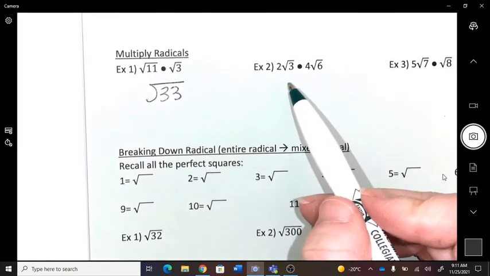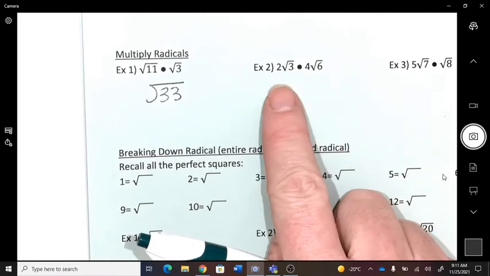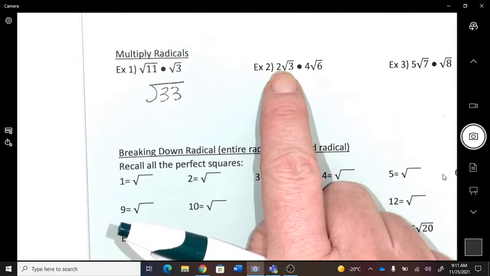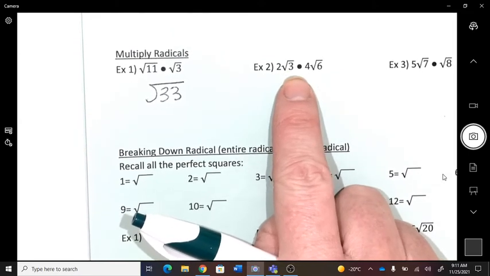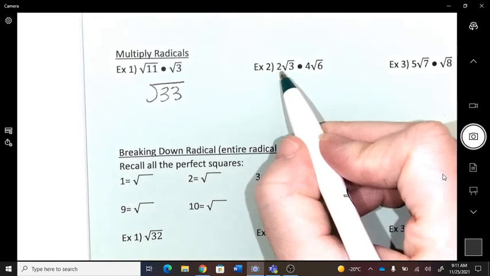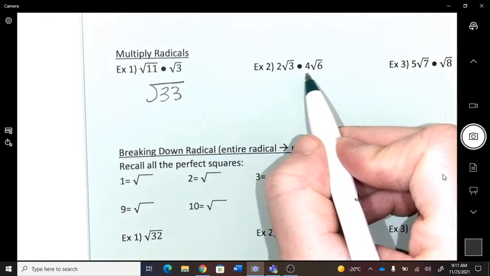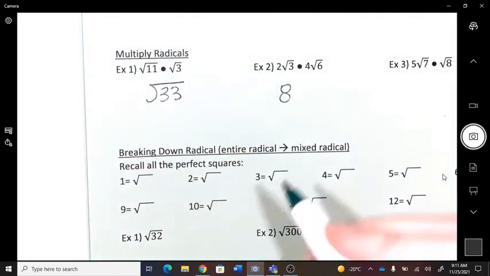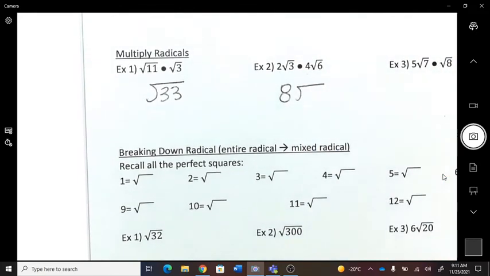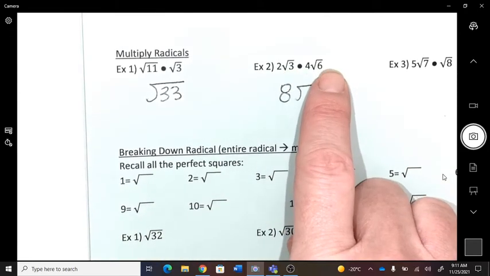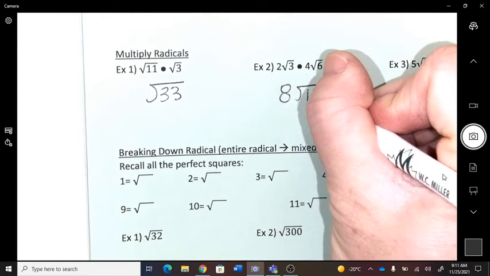Okay, number 2. Do you see on these, I have some numbers that are the whole number outside, the coefficients, and some numbers that are radical. They have to be kept kind of separated in your brain. So the whole number 2 times the whole number 4 makes whole number 8. And the coefficient part is separate from the radical part. The radical of 3 times the radical of 6 makes root 18.